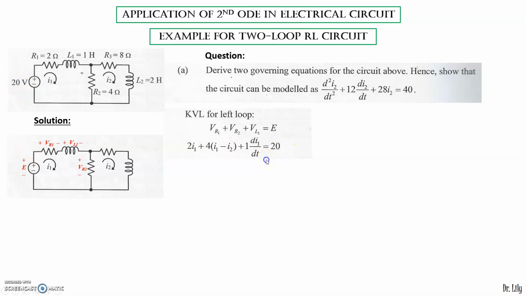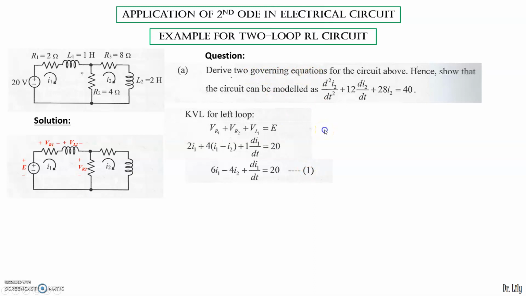After that, we can further simplify the equation. 2 plus 4 equals 6, so 6 I1 minus 4 I2 plus dI1 over dt equals 20. So this is the first governing equation. Here you need to find the two governing equations, right?